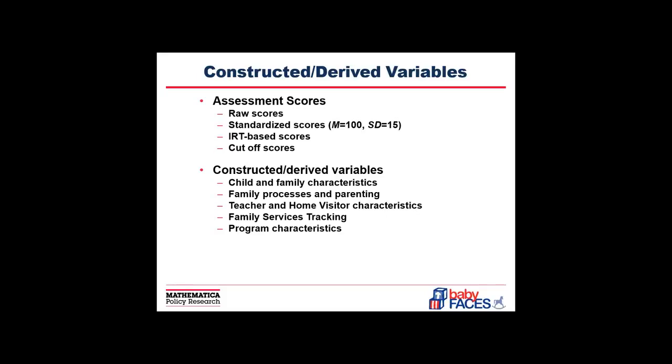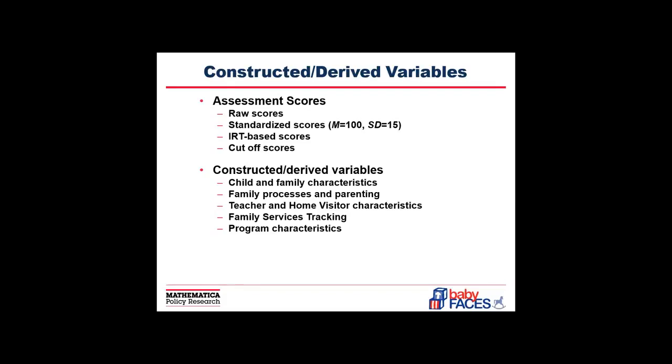Constructed or derived variables fall into 5 categories. Child and family characteristics include constructs such as child gender, family income, family structure, and risk indices. Family processes and parenting cover family home activities, household routines, parent depression, child care, and child and family health.